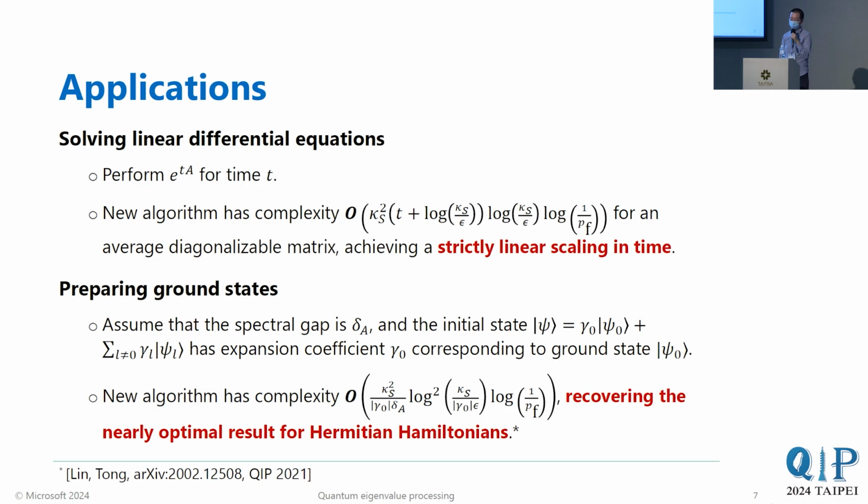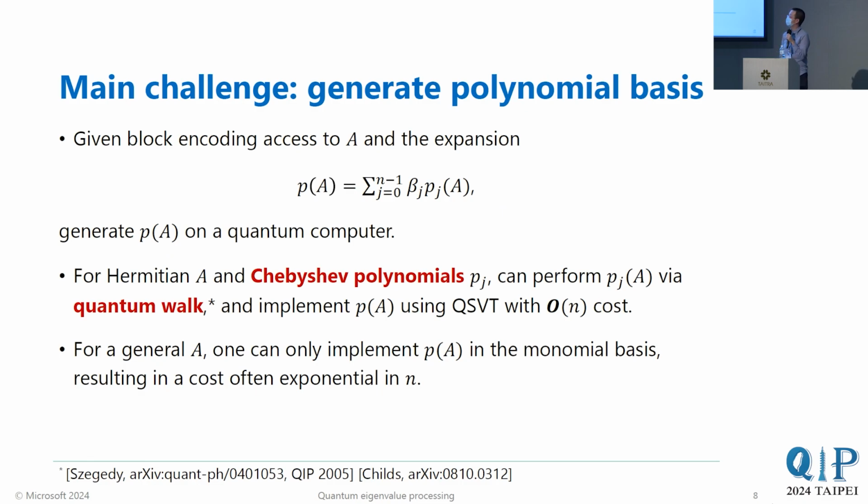So this is basically the main results and also the main application that we had in mind. In the following, I would like to slightly change the topic, maybe touch upon the technical aspect, hopefully give you a sense of what is going on behind the scenes. Remember in the eigenvalue transformation problem, we have a polynomial, and we want to implement this polynomial on the input matrix. Let's say this polynomial can be expanded with respect to a basis. So we have these coefficients beta_j, and we have some polynomial basis p_j. And we want to implement that on a quantum computer.